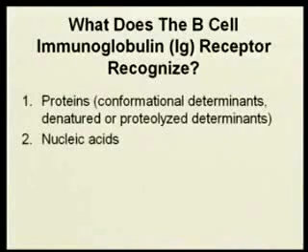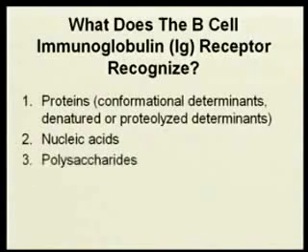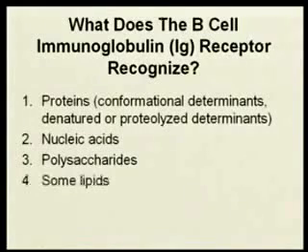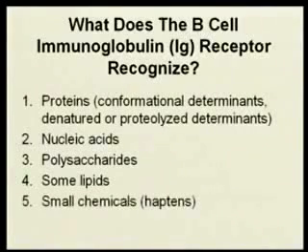They can also recognize nucleic acids, polysaccharides, as well as some lipids. So the diversity with which antibodies can recognize antigens is much greater than, say, what a T cell can recognize. And finally, they can recognize small chemicals and haptens. We'll discuss this a little bit later as well.